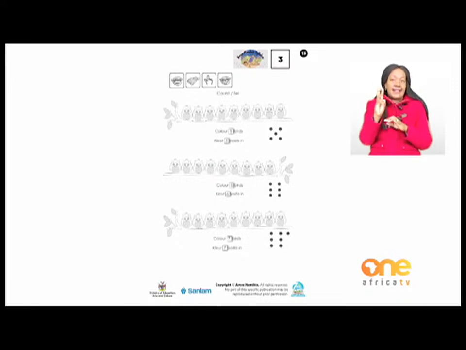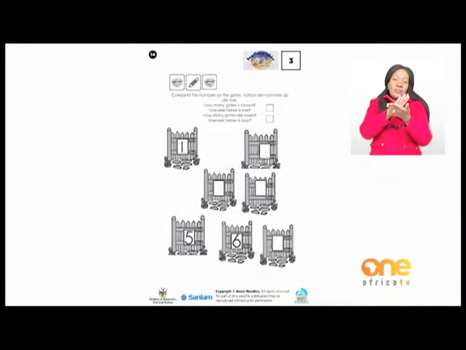The next activity at the bottom. There are dots right at the bottom of the branch. Count the number of dots and color in 7 birds seated on the branch. Once we have finished that activity, we need to move over to the next page. Let's turn to page 14 when we have finished with our activity.